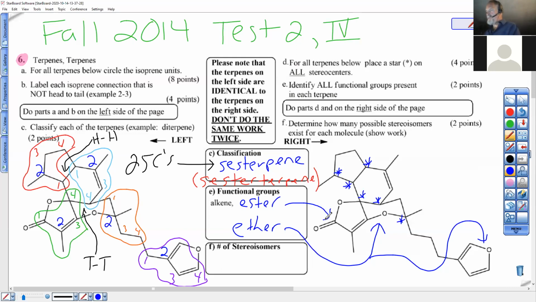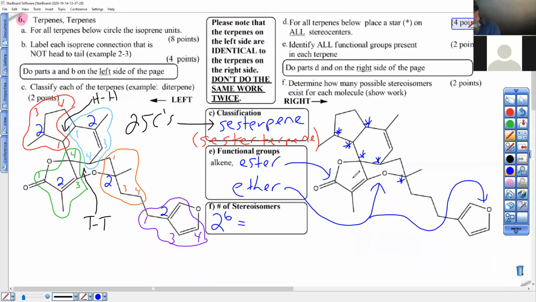Number of stereoisomers. I don't think we did this. Well, each stereocenter has 2 possibilities, R or S. Mathematics tells us that if I have 1, 2, 3, 4, 5, 6 elements that have 2 choices, 2 to the power of 6 is your answer here. And you're saying, oh, no, we're not allowed to use a calculator. What do I do? All right, I got something for you. It's going to take a second.